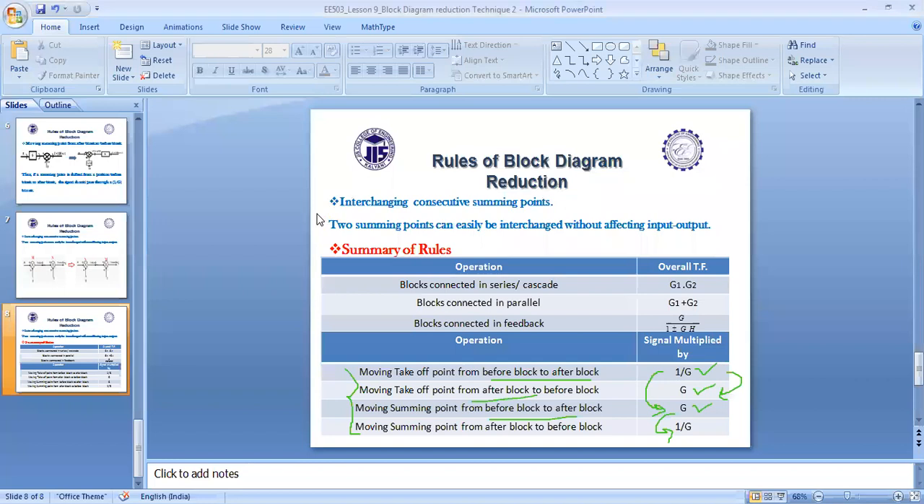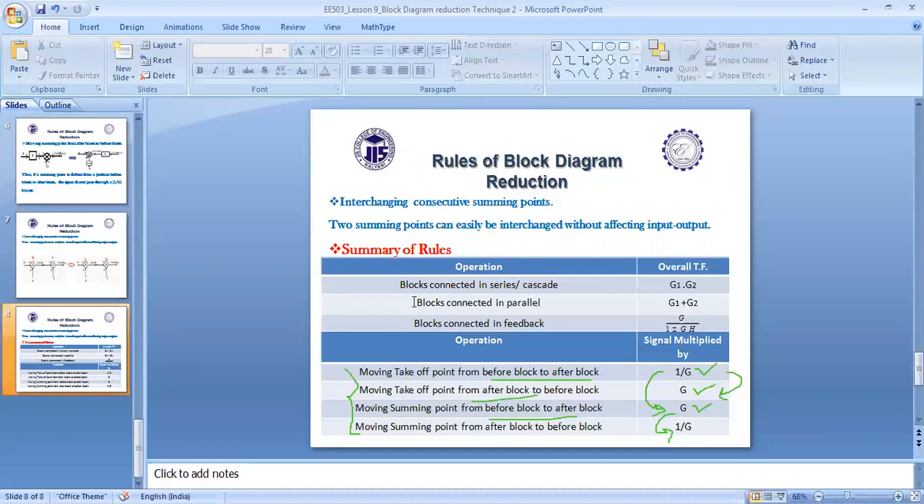If you forget this point, you can derive it as we discussed. So these are the rules associated with the block diagram reduction technique. If you can follow these 7 rules, along with interchanging of summing points, you can easily simplify several interconnected blocks into a single block.